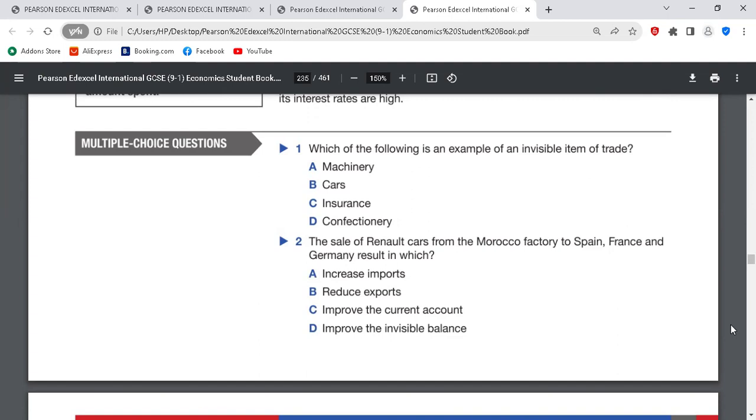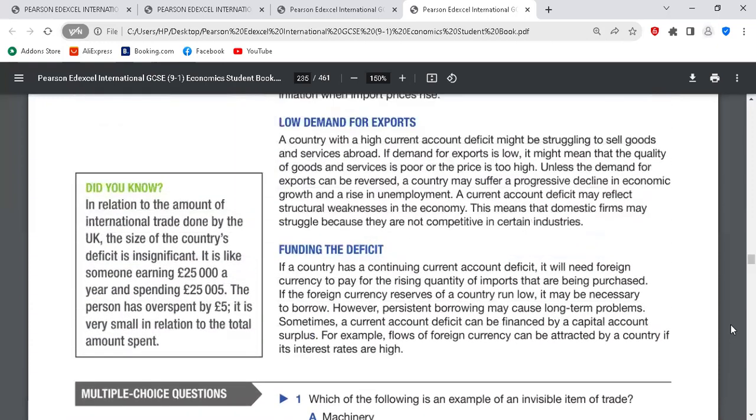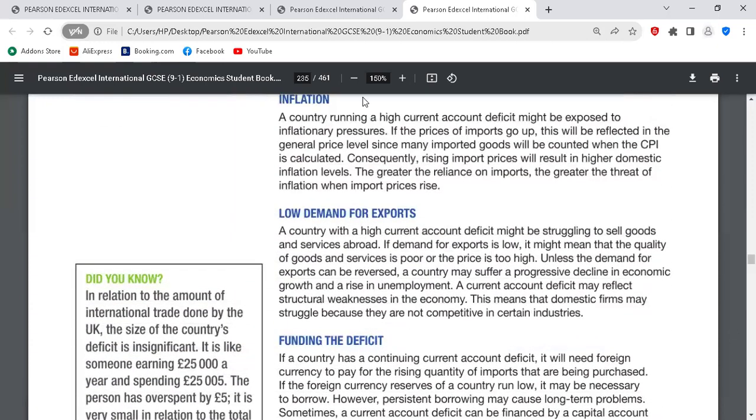Question 2. The sale of Renault cars from the Morocco factory to Spain, France, and Germany results in which? What's your answer? C, yes. Yeah, okay. Is it clear? Any question about it? That ends the chapter. Chapter 28, right?